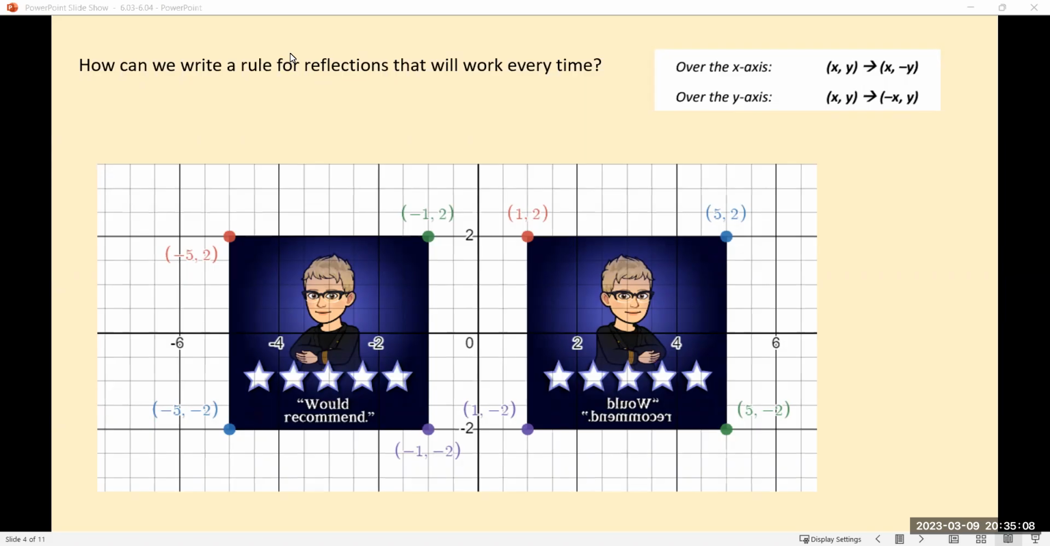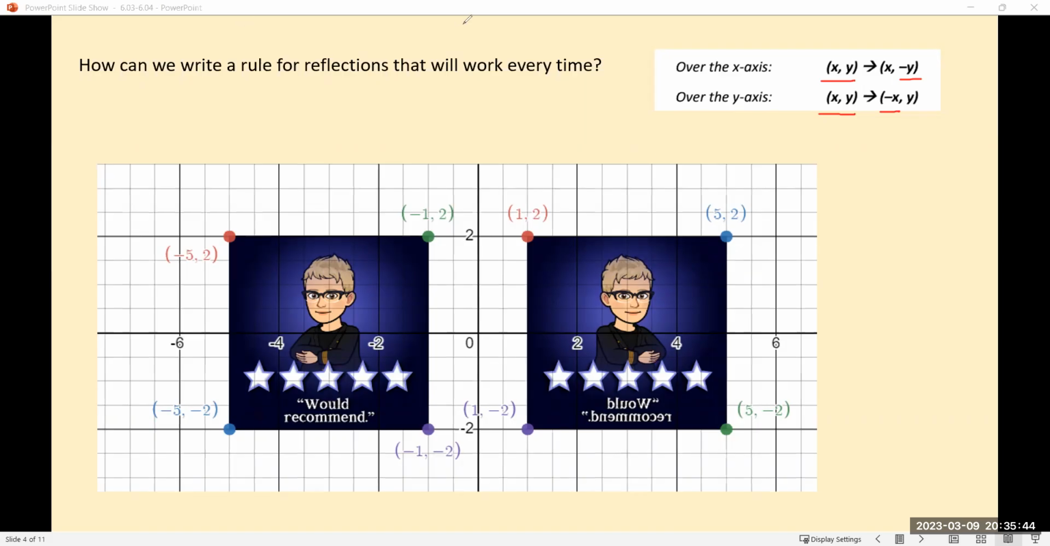So over the X axis, all you're going to do is take your first set and make the Y be negative. Okay, now over the Y, you're going to take your first set and make the X be negative. So you're just kind of doing the opposite. So when you flip over the X, your Y becomes negative. When you flip over the Y, your X becomes negative. Now, I know you're probably thinking, well, what if it's already negative? If it's already negative, then you just make it positive. So it's basically like you're multiplying it by a negative.